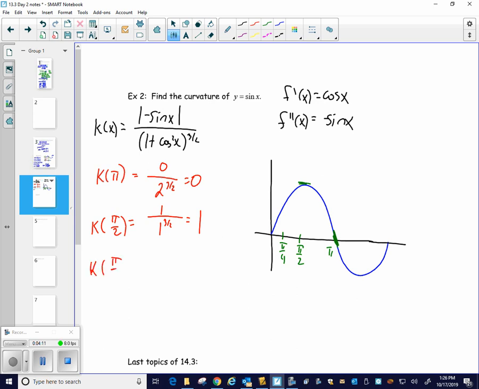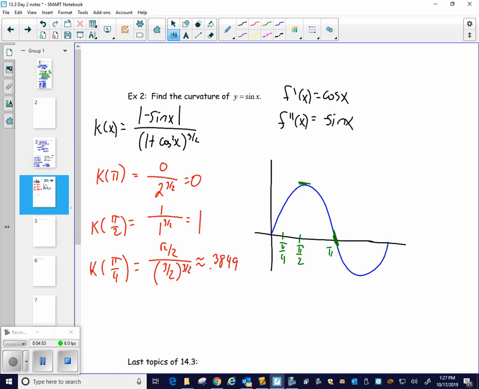And then we can do the curvature at pi fourths. Plug pi fourths into the numerator, you get root 2 over 2. Plugging pi fourths into the denominator, we get root 2 over 2, but we square that, and that's going to be 2 over 4. So that's 1/2, so 1 plus 1/2, or 3/2 to the 3/2 power. Get a decimal approximation on that as 0.3849 or 0.385. So not a huge curvature, but there is still some curvature there at pi fourths.